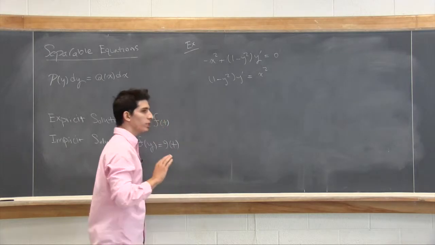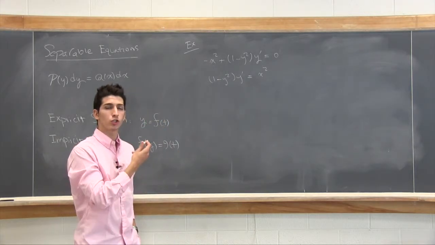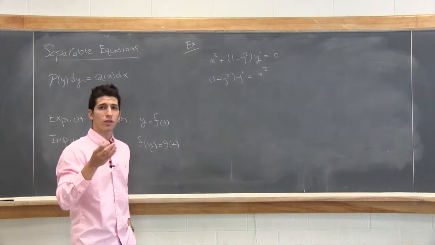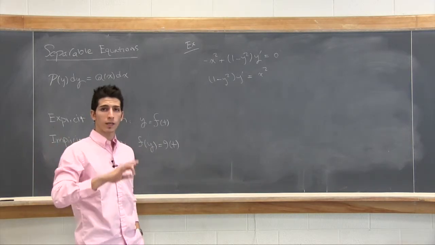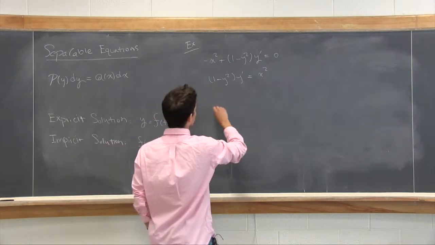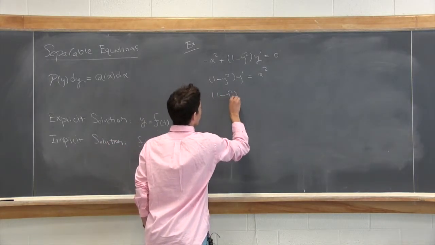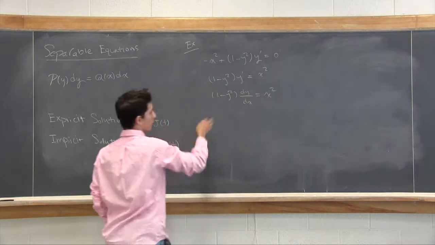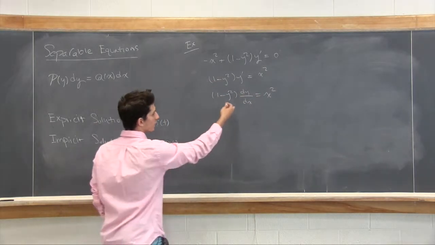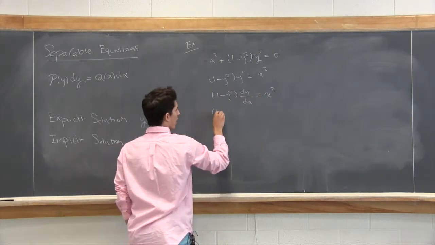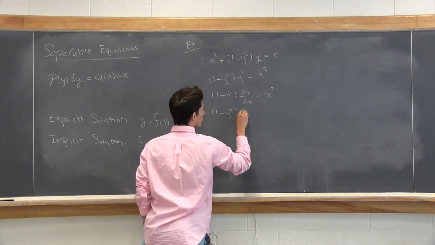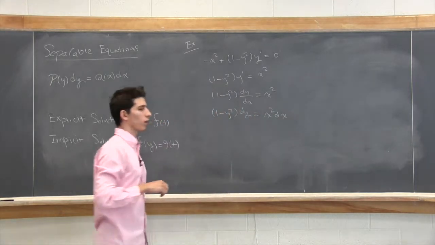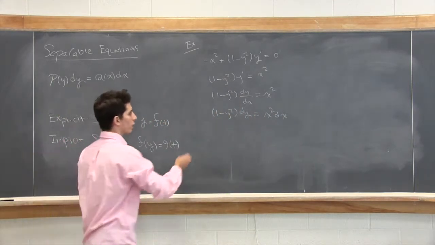Now, it always helps when dealing with separable equations to write your derivatives in terms of differentials. If you're iffy on differentials, make sure to go back and watch the video on differentials in Calc 2. So I can write this as dy/dx equals x squared times this thing. And now I can take the dx to the other side and have 1 minus y squared times dy equals x squared times dx.